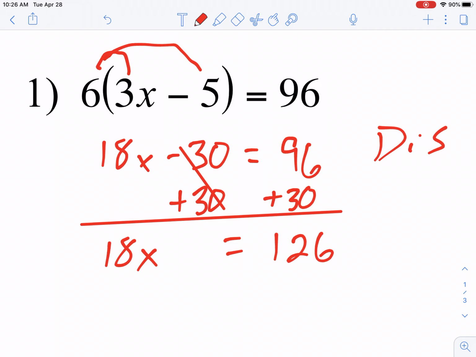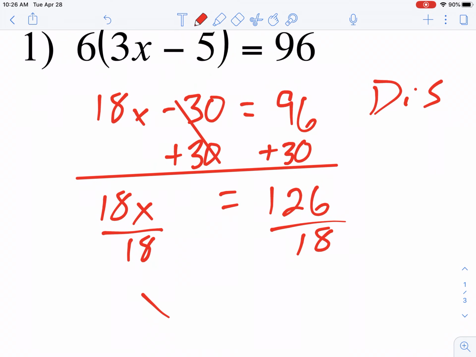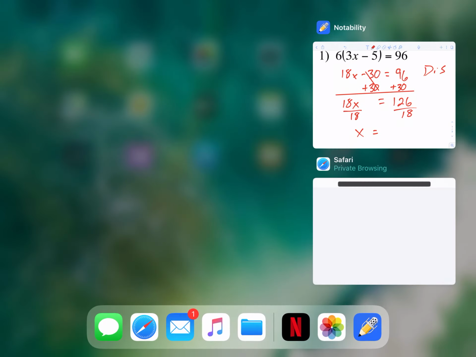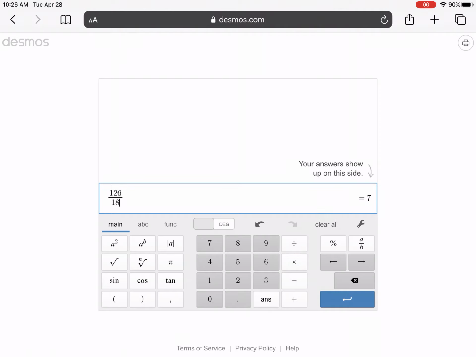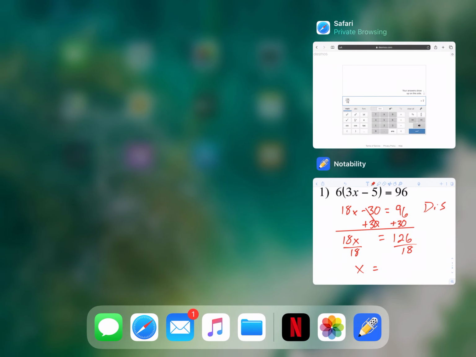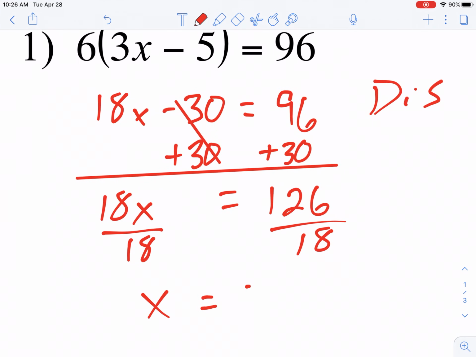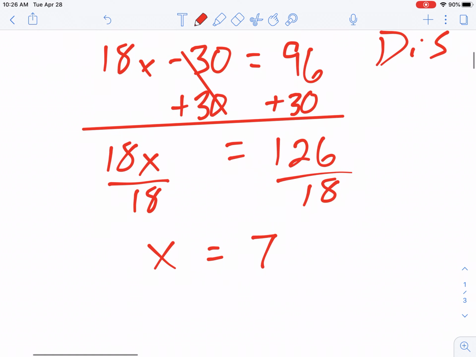Well, to do the opposite of multiply by 18, you're going to divide both sides by 18. Again, you're more than welcome to use Desmos if you would like. In fact, I think I have it pulled up here. So 126 divided by 18 is equal to 7. So x is equal to 7. What's really important when you go to enter your answer into Canvas is that you only enter in 7.